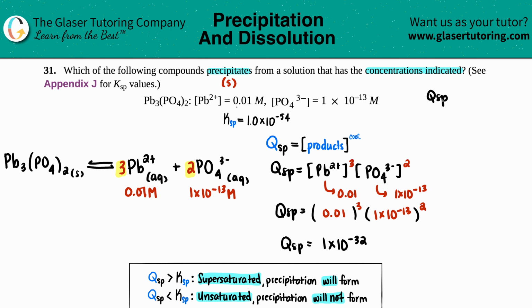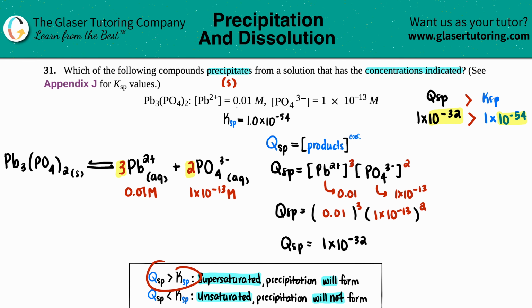So Qsp was 1 times 10 to the negative 32, and the Ksp that we found in the back of the textbook was 1 times 10 to the negative 54. Now, always look at those exponents first, because if they're different, which they are in this case, you don't have to look at the beginning numbers. Just take the exponents to see which one is the greater number. On a number line, negative 32 is greater than negative 54. Negative 54 is more negative. So in this case, the Qsp is greater than the Ksp, we went over our limit.